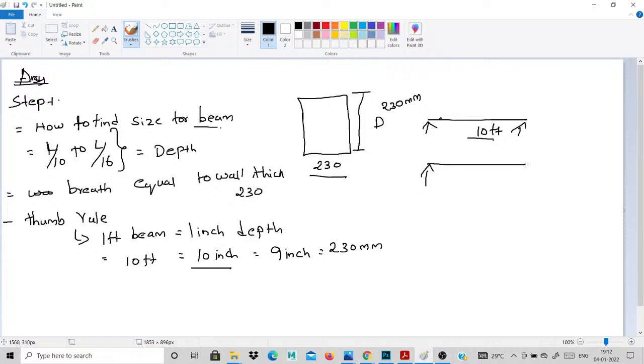The next beam has a distance of 12 feet. Then how to find the depth for this beam? Same procedure. Go to 12 feet. 12 feet equals 12 inches. 12 inches is 300 mm. So I find 300 mm for my depth.